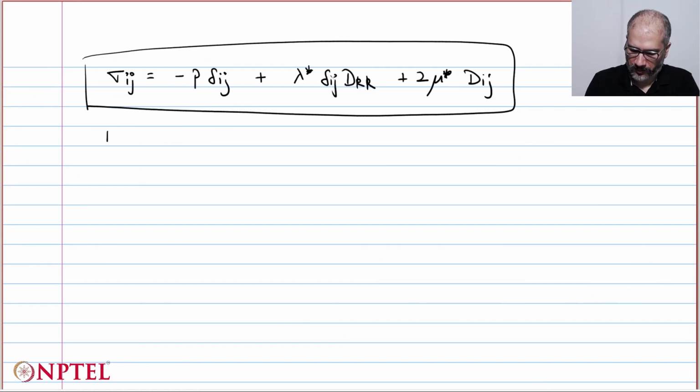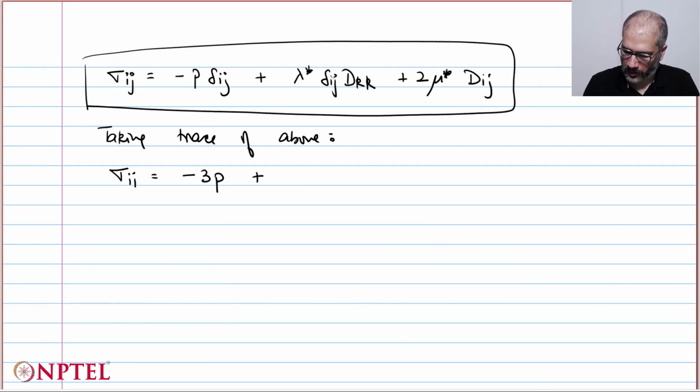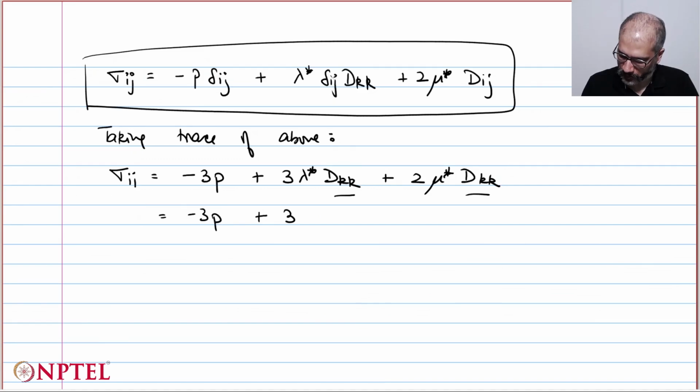So if I take a trace of this, that is I set i equal to j in the equation, what I get is sigma_ii is minus 3 times p plus 3 times lambda star times d_kk plus 2 times mu star times d_kk. So since we have terms with d_kk here, we'll combine them. So this becomes minus 3p plus 3 times lambda star plus 2/3 mu star times d_kk. So this is sigma_ii.